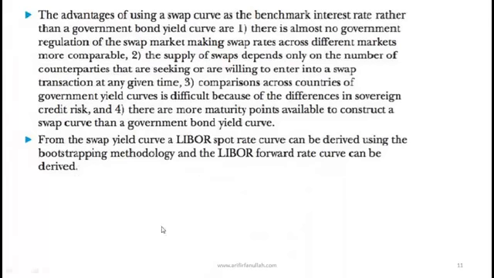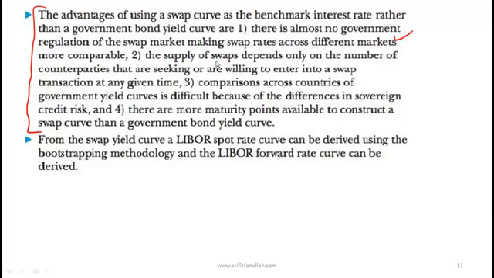For you to memorize this stuff, as a point that I'll keep making over and over, it's hard to memorize the 60 pages, 80 pages of this reading, but you should know the summaries very well. So what I just described, this is the single paragraph from the summary that basically is telling you what you need to know. The advantages of using a swap curve as the benchmark interest rate rather than a government bond yield curve are, number one, there is almost no government regulation of the swap market, making swap rates across different markets more comparable. This is much easier to remember than the long-winded explanation on the previous page. So know this as point number one.